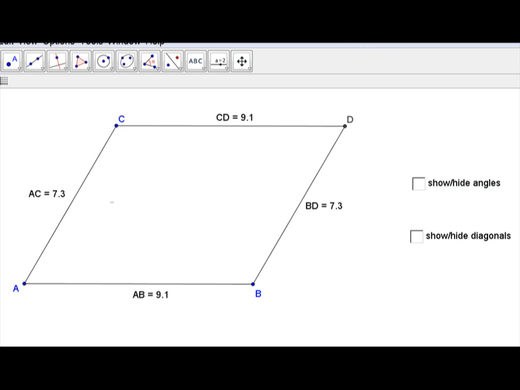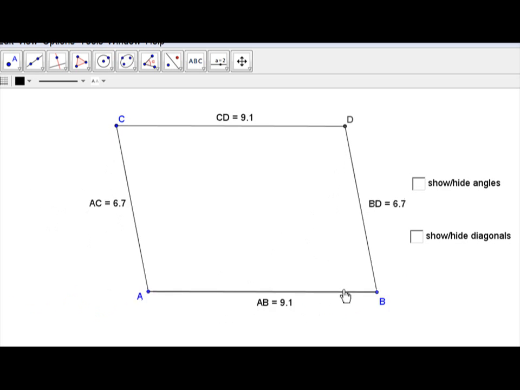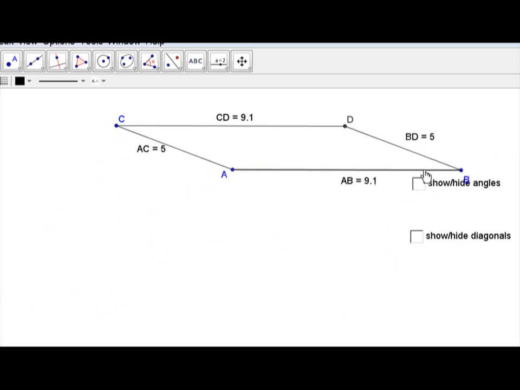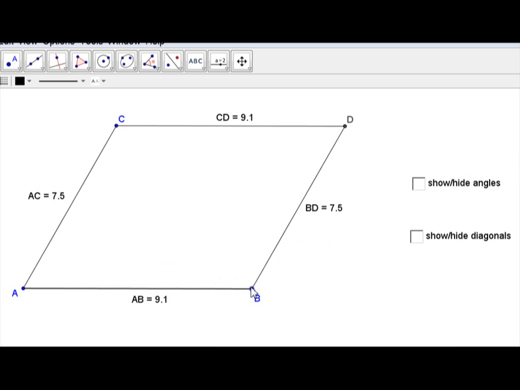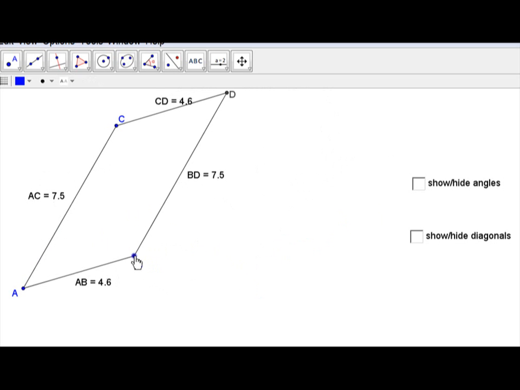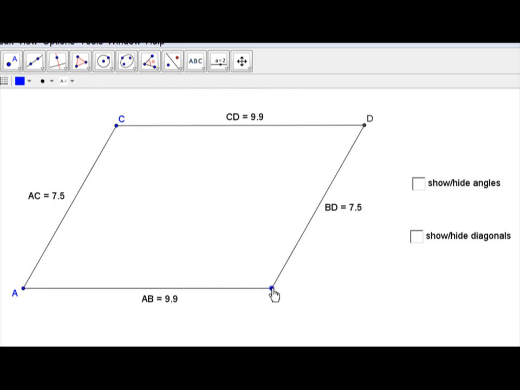I've got the GeoGebra sketch open, and you notice that I have the sides of the parallelogram measured here. What I notice first of all is that the opposite sides seem to be congruent. AB and CD are both 9.1, and AC and BD are both 7.3. Let's see if that seems to always be true. As I drag this around, make it long and skinny, no matter what I do to this parallelogram, those opposite sides seem to be congruent. So that certainly seems to be the case.